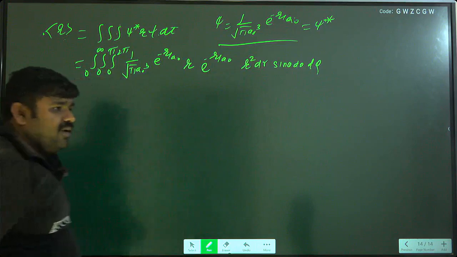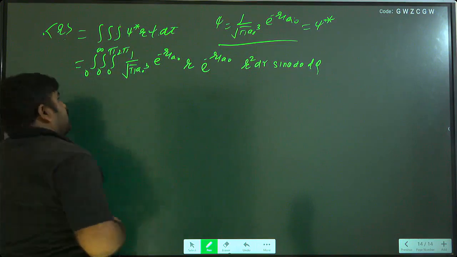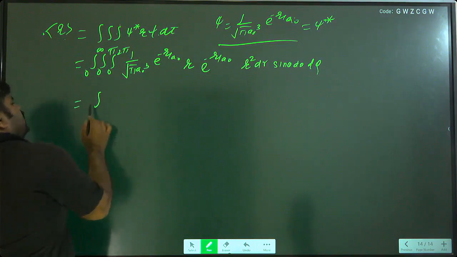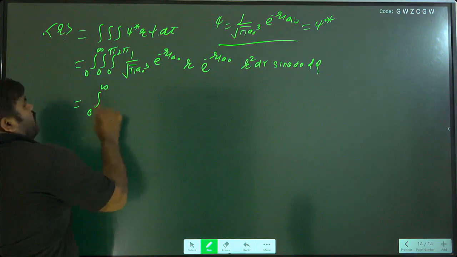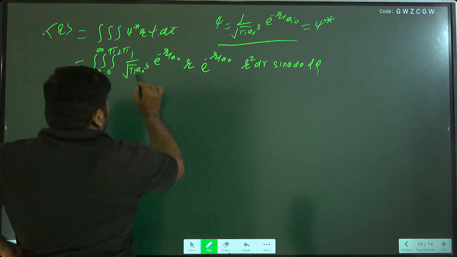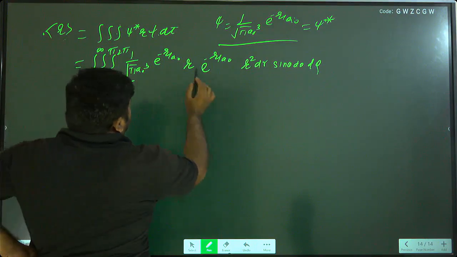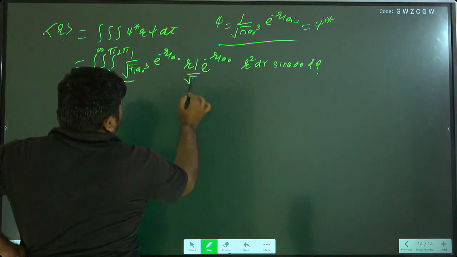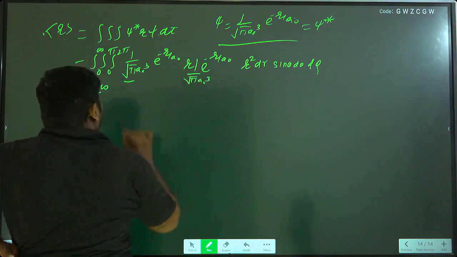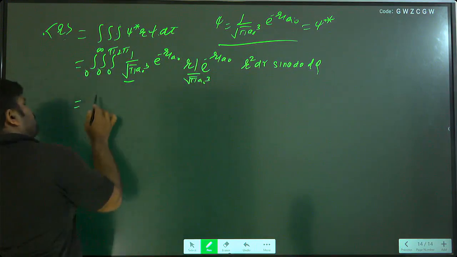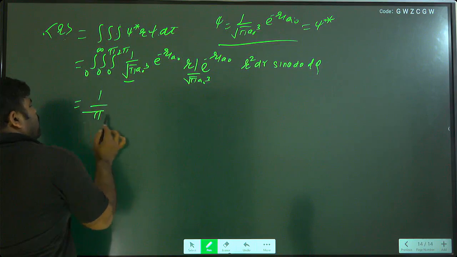That means, being independent, we can split this. How can we split it? Look, 0 to infinity. Write the r part separately: 1 upon under root pi a naught cubed. Here also we can write a naught cubed. Pi a naught cube becomes pi a naught cubes.